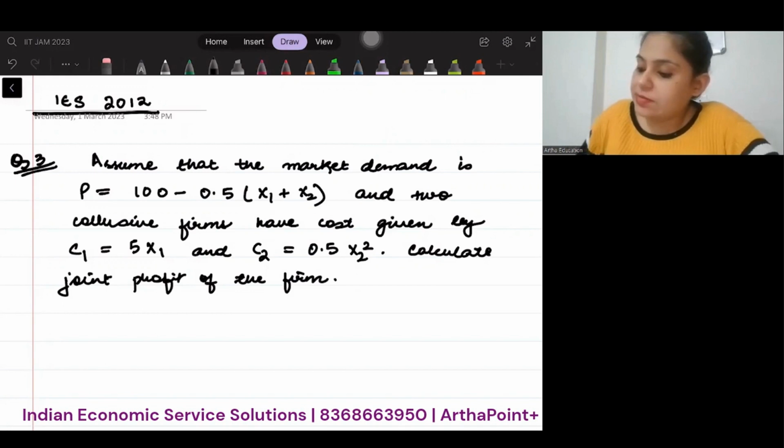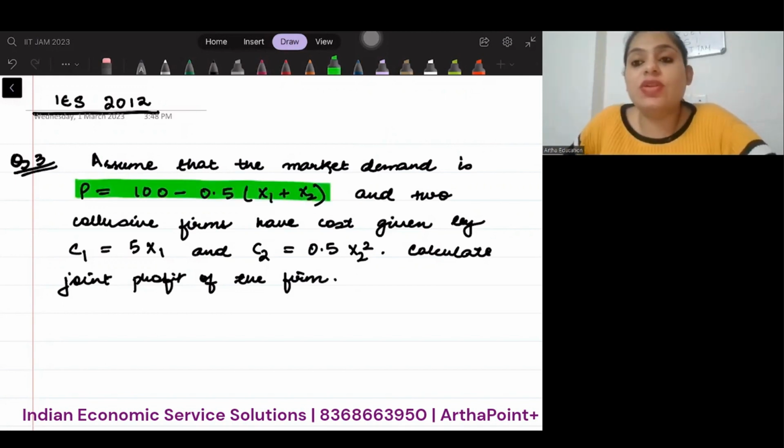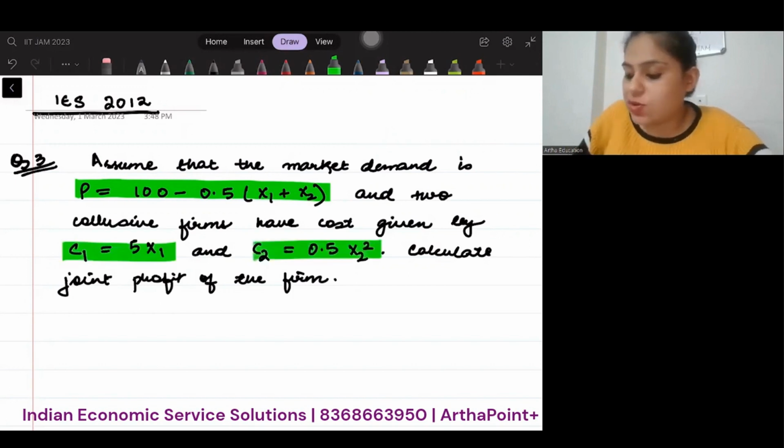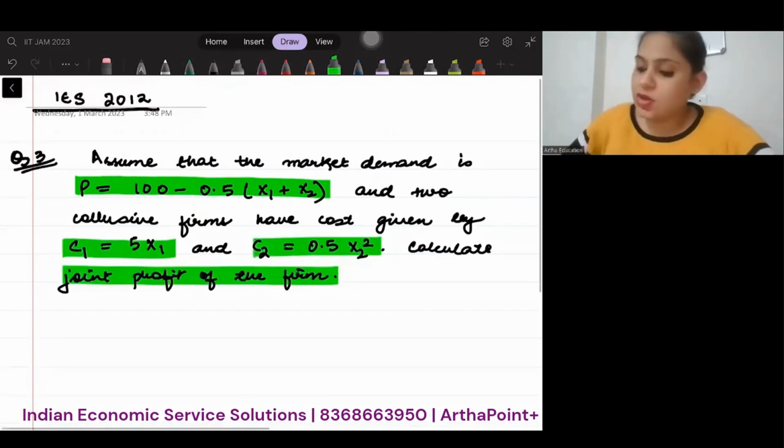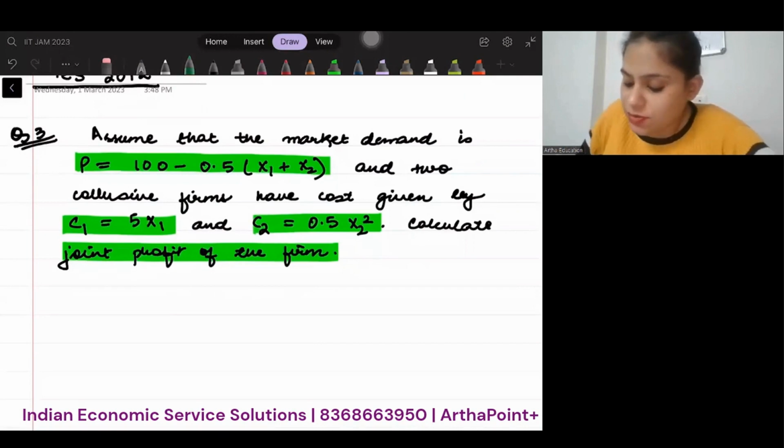You are given the market demand function, and you have been told that these are collusive firms. What are collusive firms? Those which are colluding with each other, acting together. So they have a joint profit. You are given the cost function of the two firms. You need to calculate the joint profit of the firm. So what is going to be the joint profit of the firm?